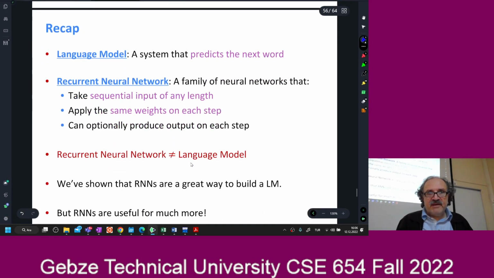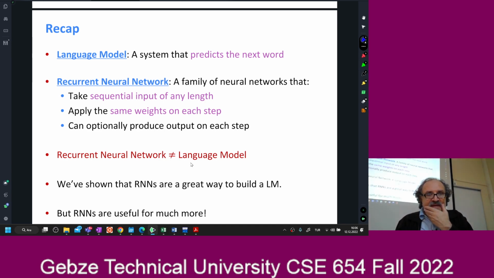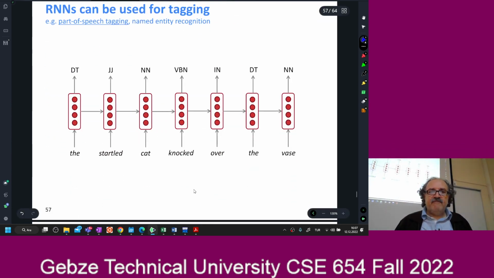So language modeling, we talked about it, and that was the language model, a recurrent neural network. Of course, a recurrent neural network doesn't mean that it's a language model. We can use recurrent neural networks for doing many things. See, every time I feed something in, it gives me the determiner, adjective, noun, verb, and determiner, noun. So I am using it for tagging. This is called a sequence-to-sequence neural network. For each word, there is an output.